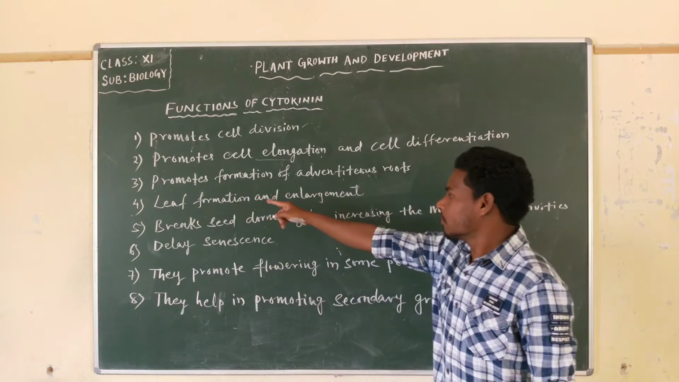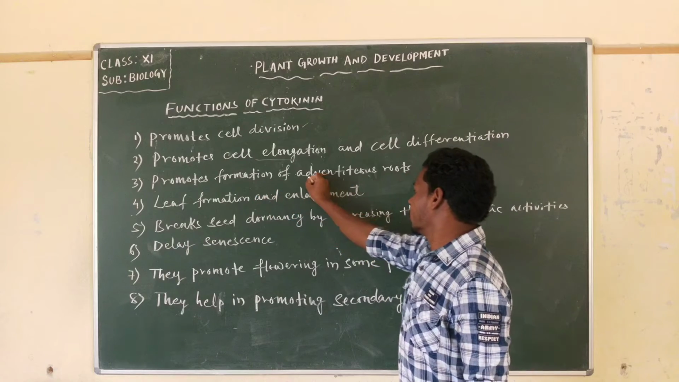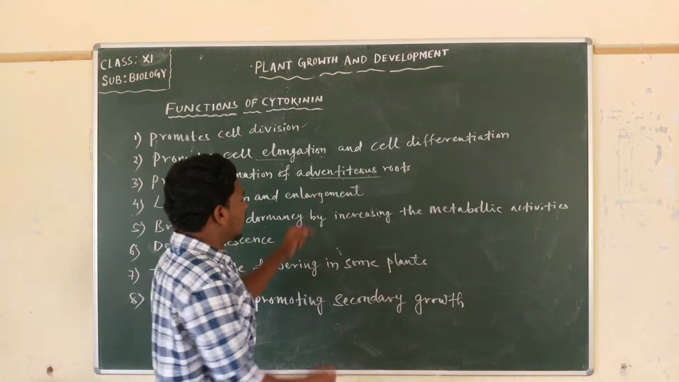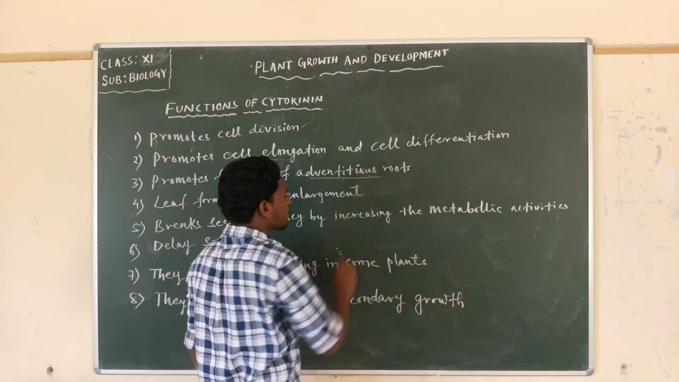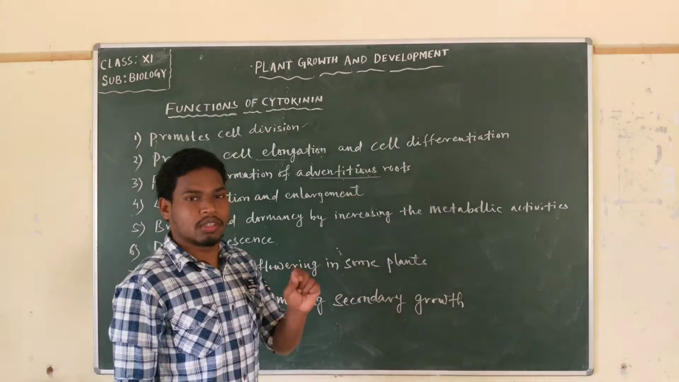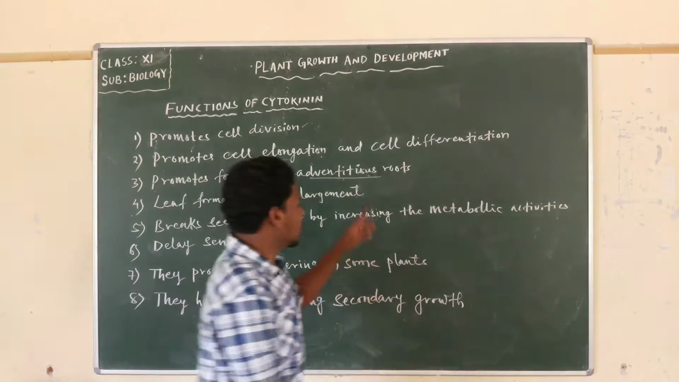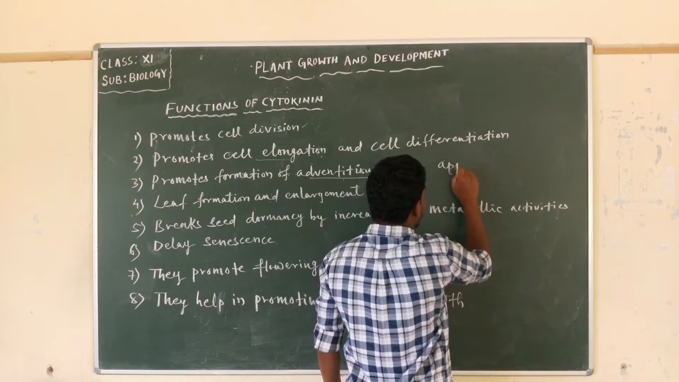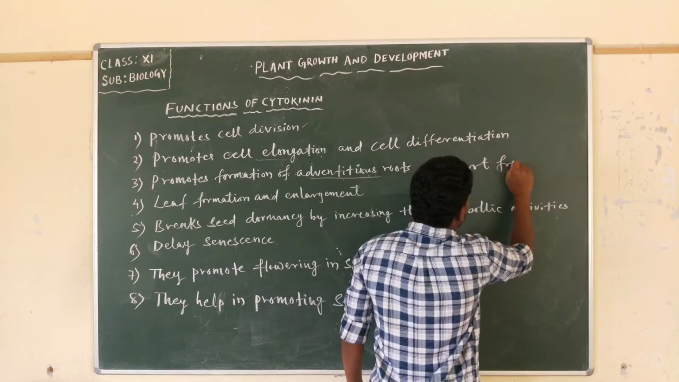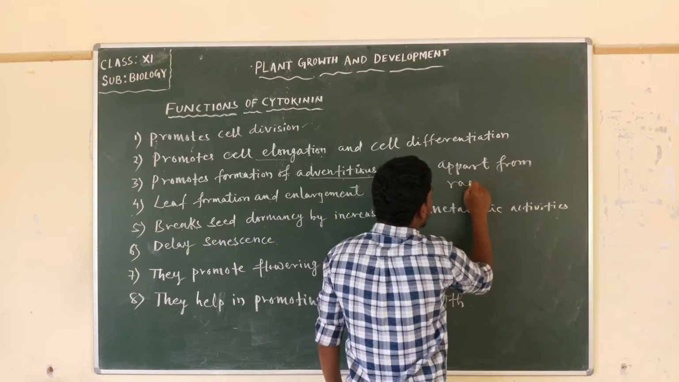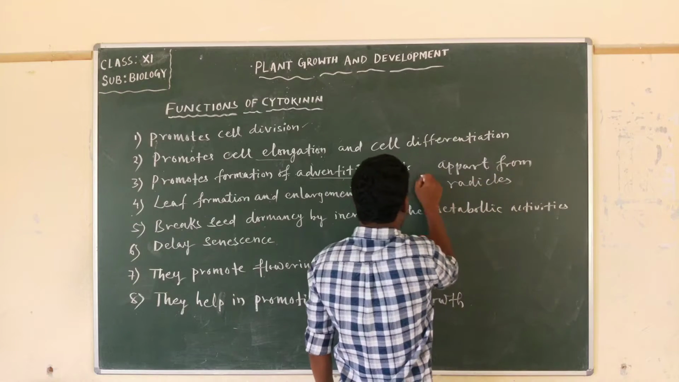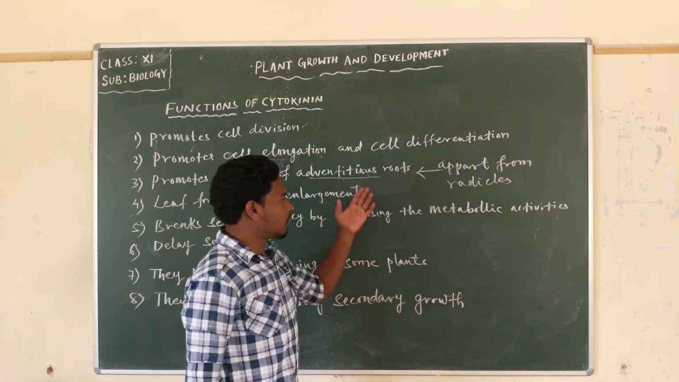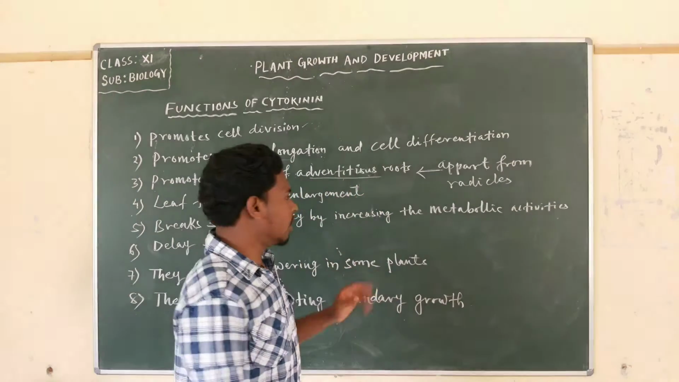And the third function is it promotes formation of adventitious roots. And we know that adventitious roots are those roots which are formed apart from radicals. If they are formed apart from radicals, those roots are known as adventitious roots. They are formed other than radicals.